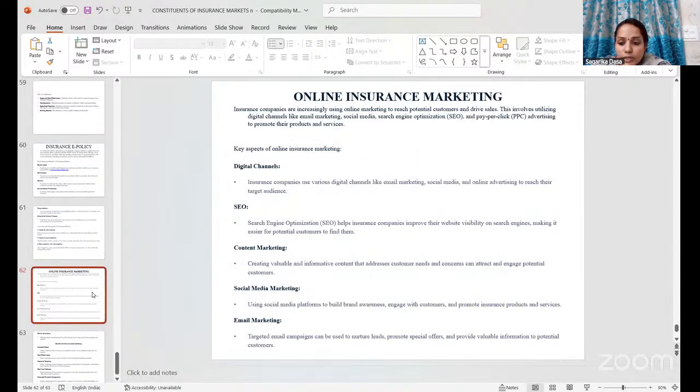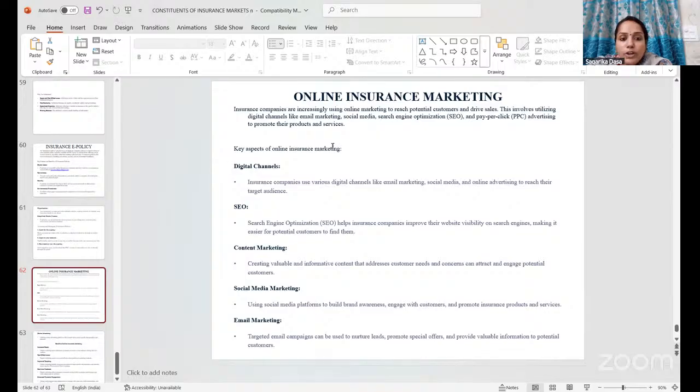And the last concept in today's class we have is online insurance marketing. Insurance companies are increasingly using online marketing to reach potential consumers and drive sales. This involves utilizing digital channels like email marketing, social media, search engine optimization, and pay-per-click advertising to promote their products and services. Now, because of the development of technology, even insurance products can be sold online. The marketing has the flexibility to reach the maximum number of people in that particular country.